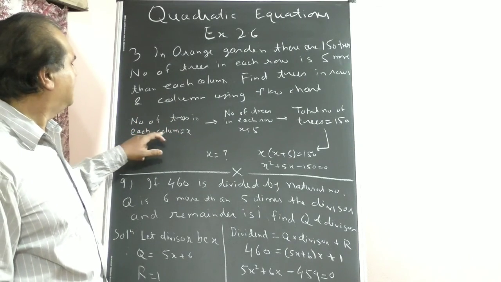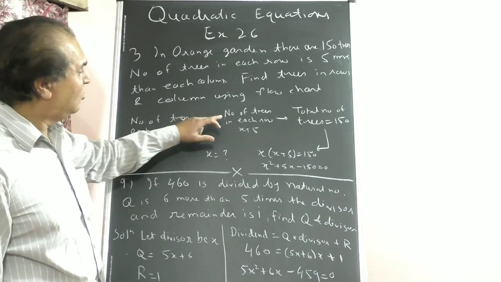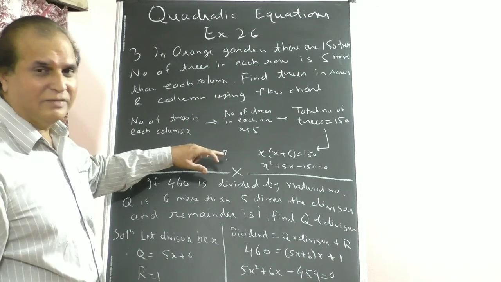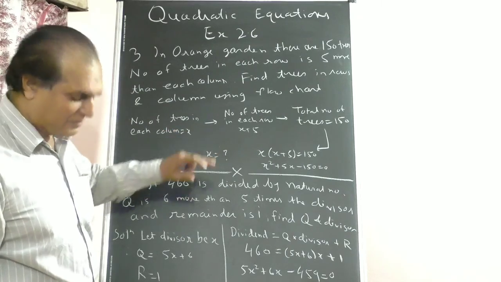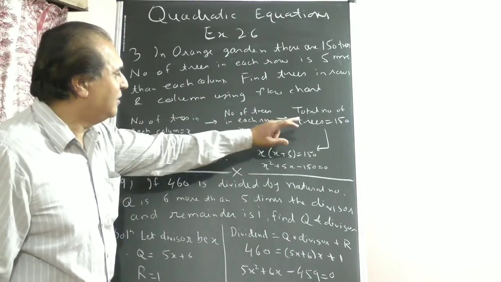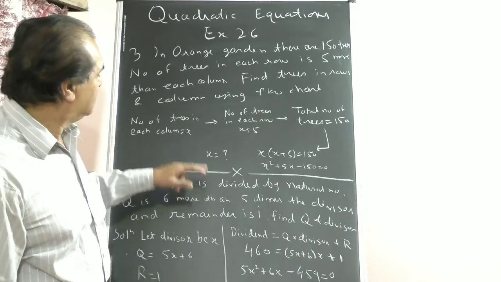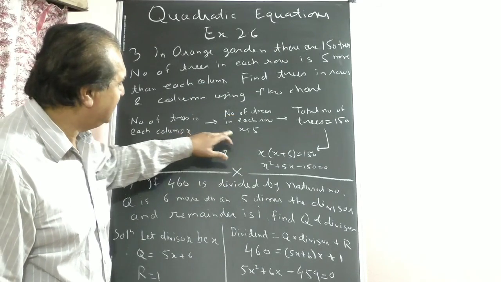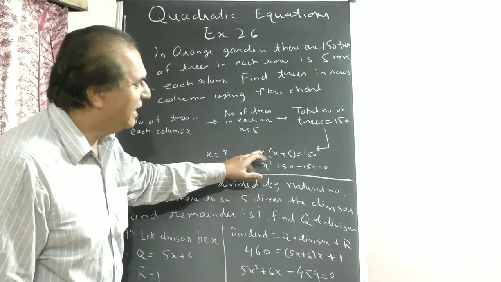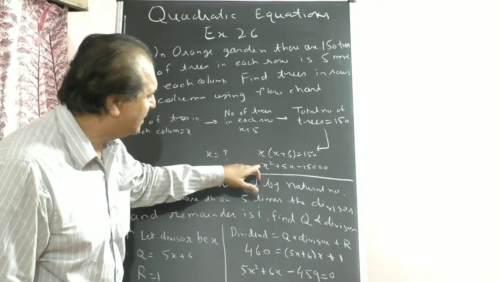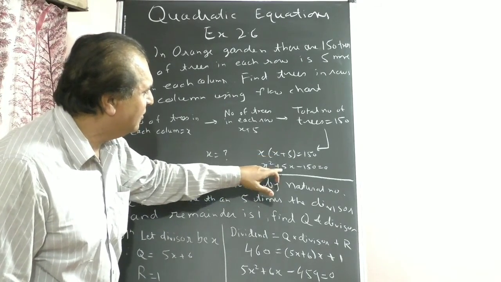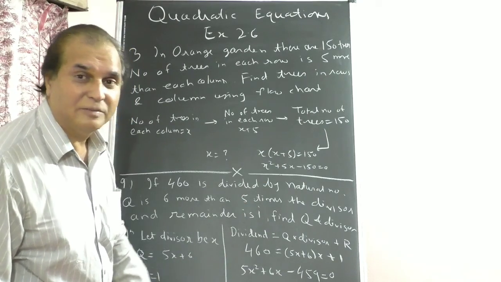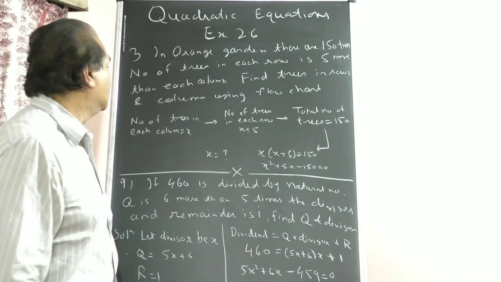Let the number of trees in each column be X. Rows 5 more. So if X is 20, that is 25. So X plus 5. Total number of trees 150. So rows into columns will be the total number of trees, right? So X into X plus 5 is 150. Make a proper quadratic equation. X into X, X square. X into 5, 5x. 150 shifting this side becomes negative. X square plus 5x minus 150 equal to 0.